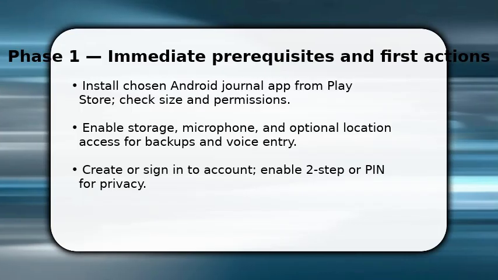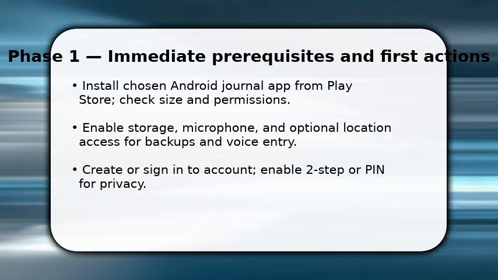Enjoy the video. You begin by preparing the phone and getting the app installed. Pick the Journal app, tap Install, and watch permissions closely. Storage and microphone enable backup and voice notes.